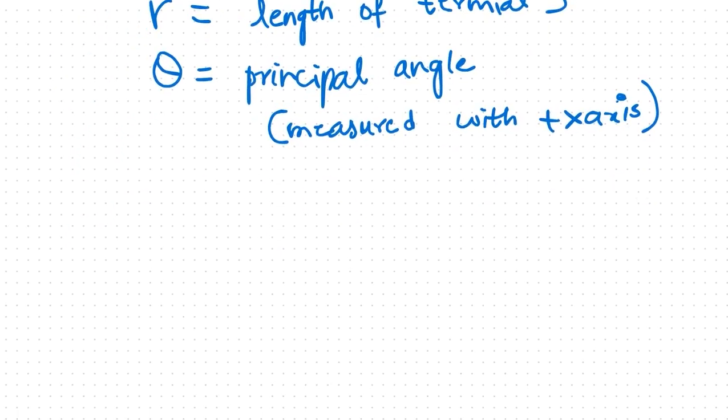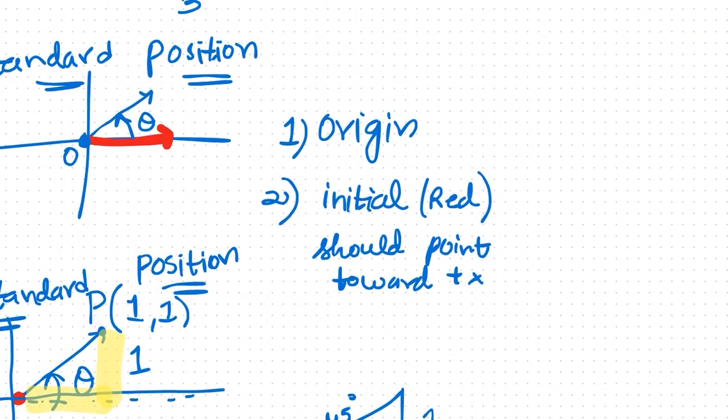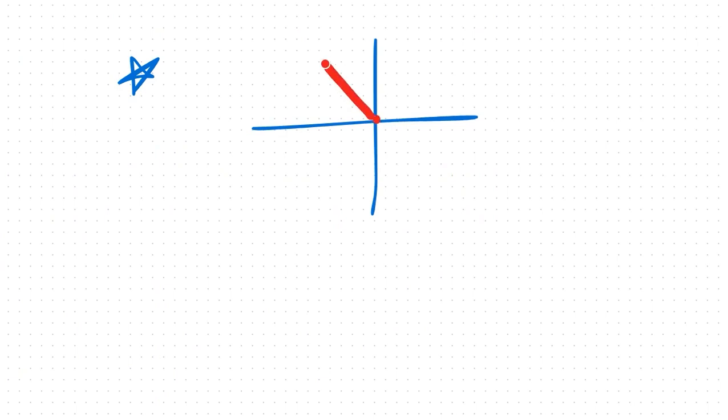Okay, let's go to the next page. So remember that formula, r cos theta, comma r sin theta. So let's say the terminal arm is something like this, and this angle is, let's say, pi by 3. This length is 1 unit. This is point A. Try to find the coordinates of point A.